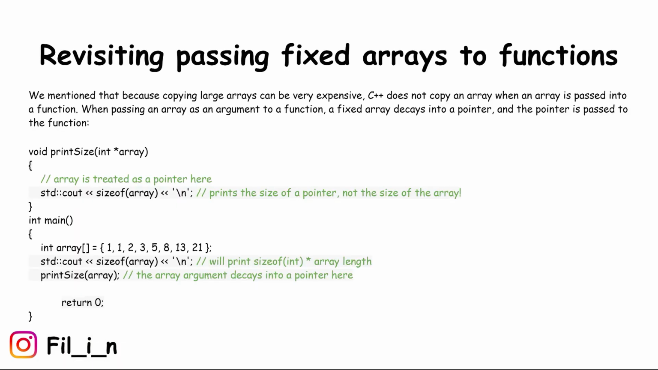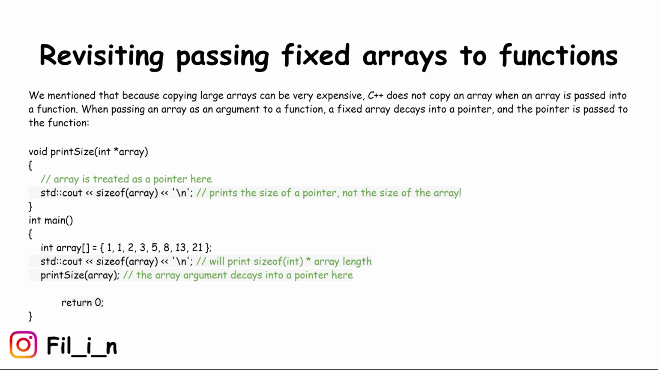We mentioned that because copying large arrays can be very expensive, C++ does not copy an array when an array is passed into a function. When passing an array as an argument to a function, a fixed array decays into a pointer, and the pointer is passed to the function.